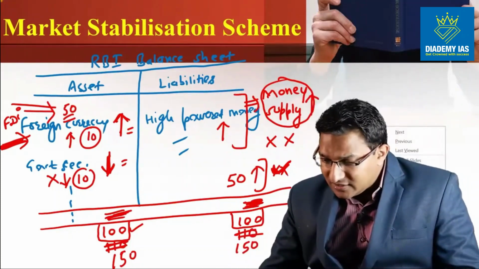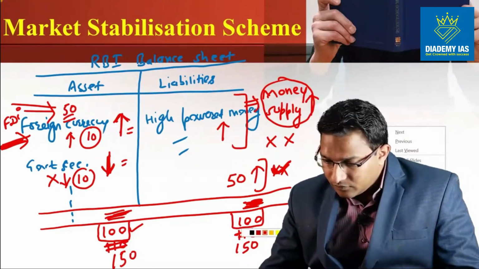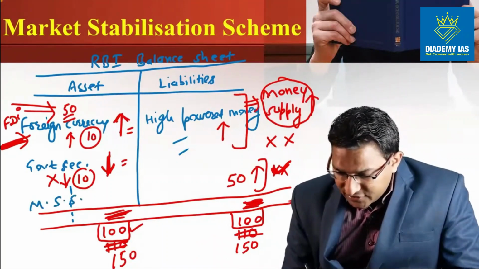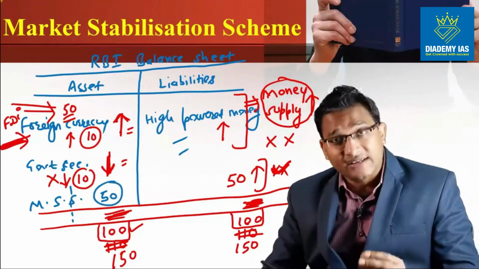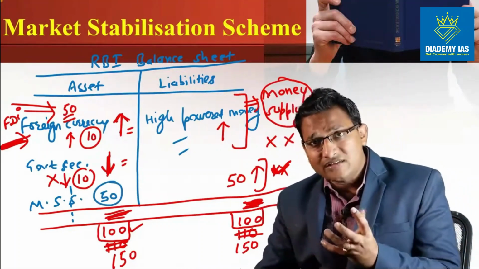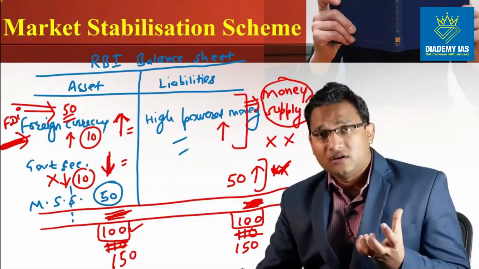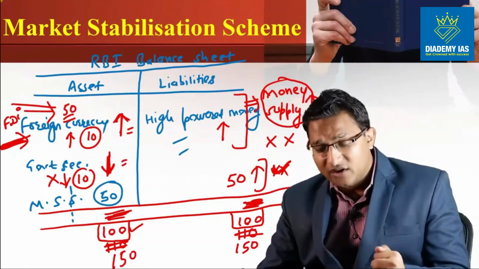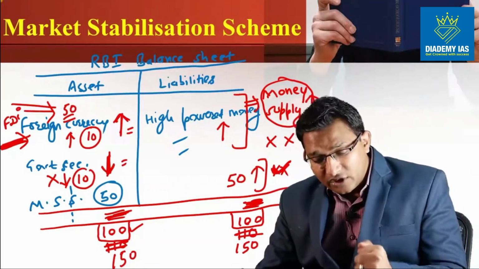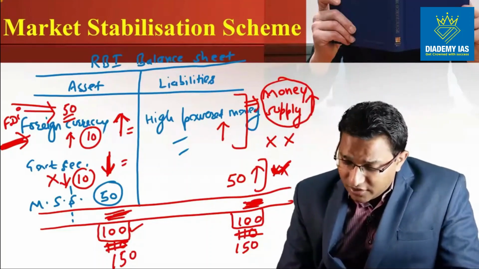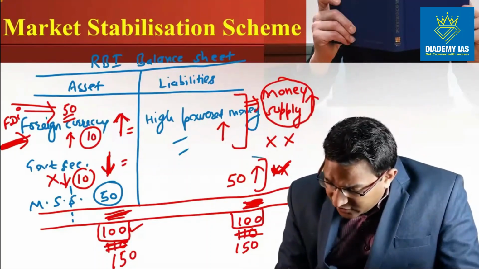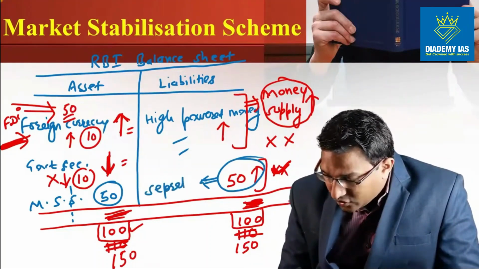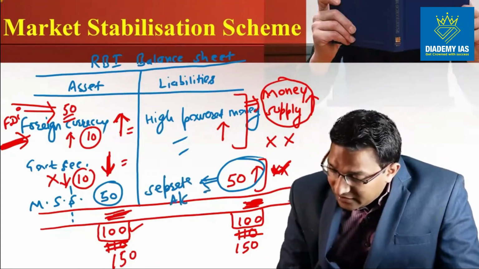what RBI does, RBI issues the market stabilization bonds to the extent of 50, right? So it takes the permission from the government, because government is the owner of the government security. RBI is just custodian. So ownership is with the government. So it takes permission from the government and it issues the market stabilization securities, and it takes back this 50 rupees from the market, and it keeps this money in a separate account. So it will be in the liability side only, but in a separate account.